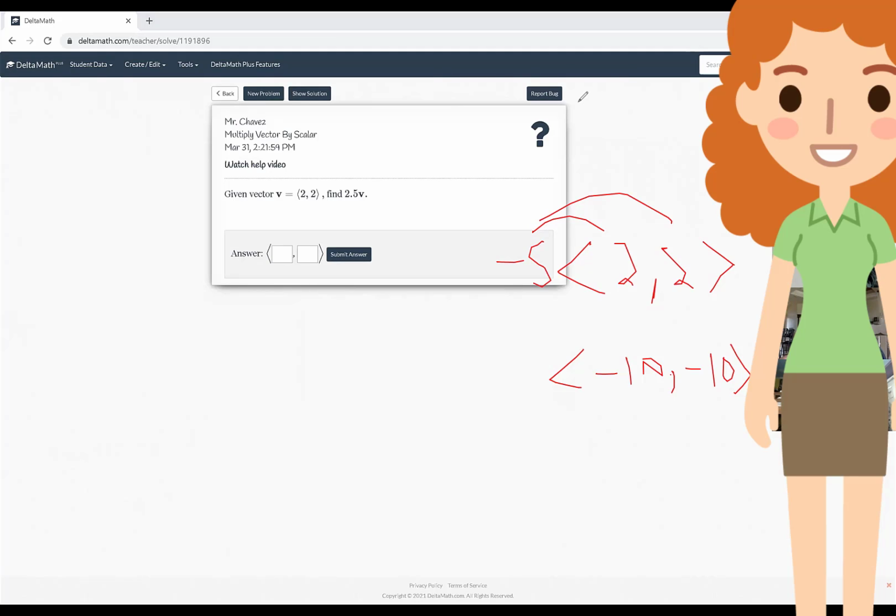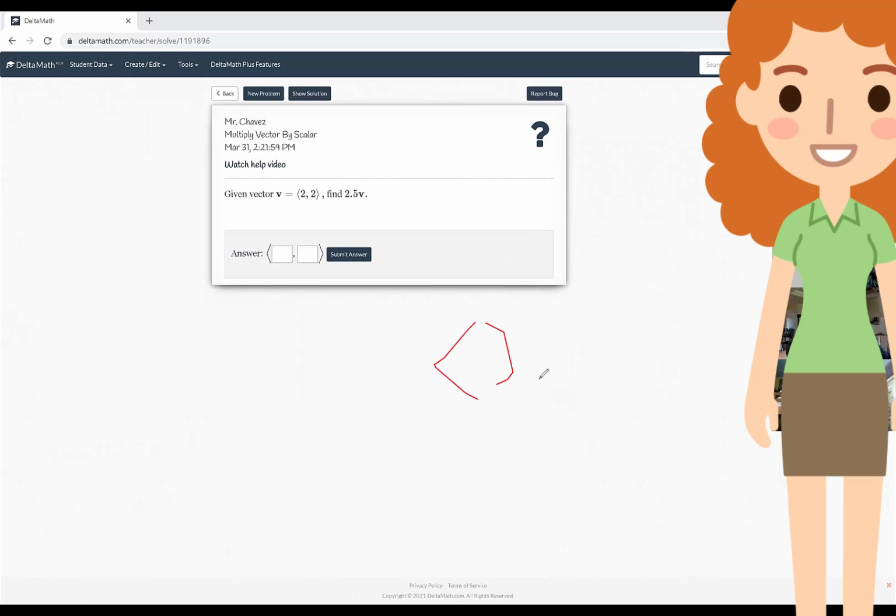I don't think you'll have any issues with this at all, guys. You'll probably solve these in seconds. You are literally just doing 2.5 times your 2 there. Oh, look, I got 2 again. 2, 2. And you're literally multiplying by 2.5. So 2.5 times 2, I believe that's 5. So hold on. 2.5 times 2, yeah, 2.5 times 2 is 5. So 5, 5. There it is.